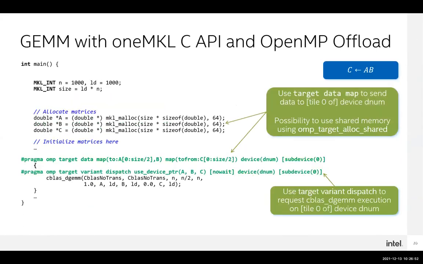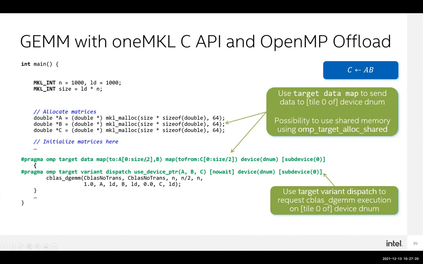And finally, the fifth example is for using oneMKL OpenMP offload interfaces. The code looks almost as it does for a classic C API, but we are using two devices here. We split matrices A and C. If you look at this pragma here, A and C are split in two halves, and use OpenMP pragmas to distribute the work evenly to tile zero for these two devices.